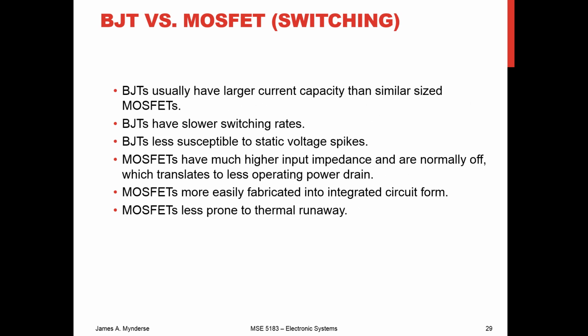Also, BJTs are going to have your larger current capacity, but slower switching rates and less susceptibility to static. And your MOSFETs have the higher input impedance and are normally off. That's why you get your lower power usage. And they're more easily fabricated, and that's going to mean that they're going to be cheaper. They're also less prone to thermal runaway. That's when things heat up and just can't dissipate the heat and then cook.